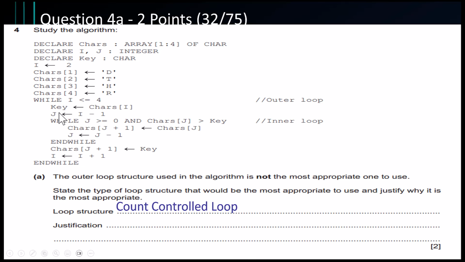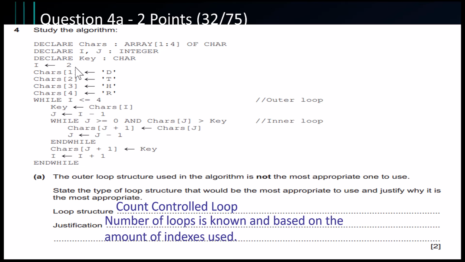Because right here it says while I is less than or equal to 4, I know they have to update I somewhere, and they do right here. I becomes I plus 1, so they're incrementing it by 1. We know it's going to run 3 times because I starts at 2, then 2, 3, and 4, because 4 is less than or equal to 4.